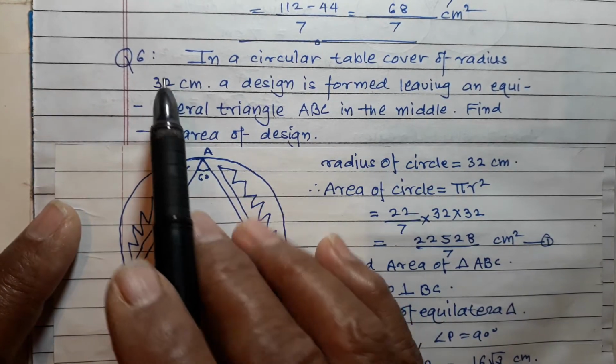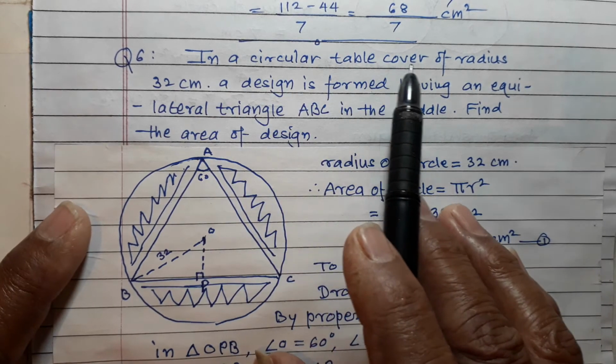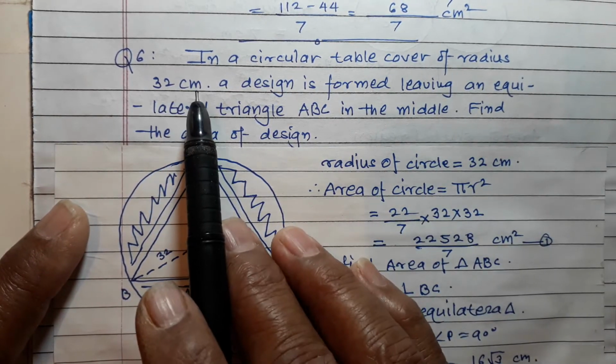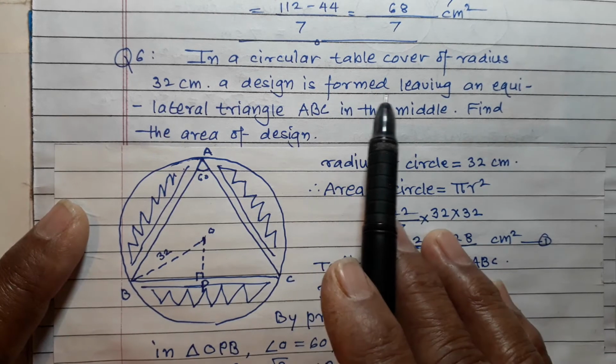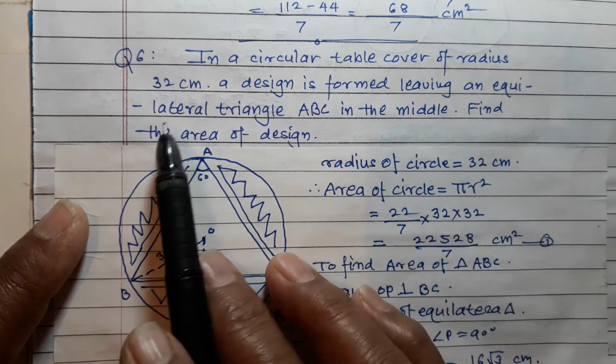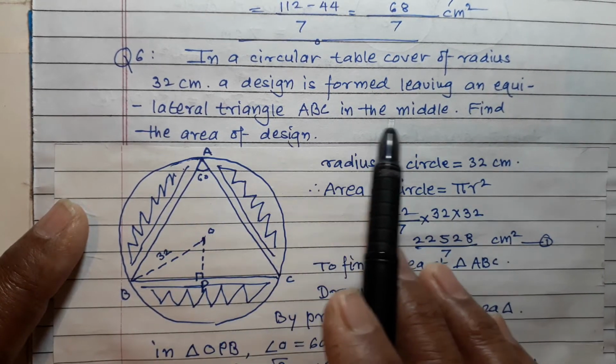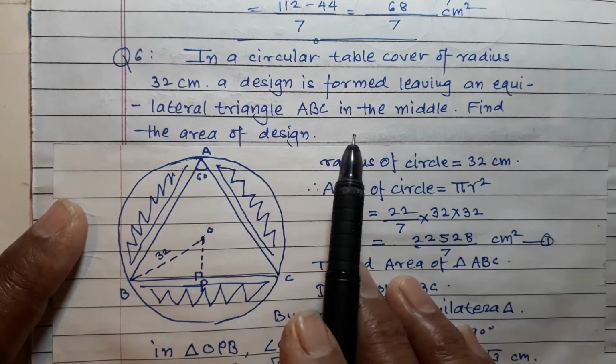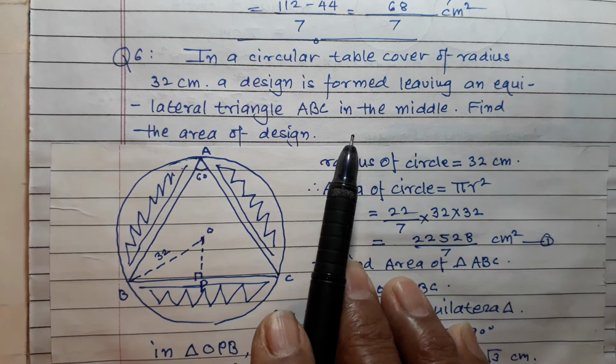Question number 6. In a circular table cover of radius 32 cm, a design is formed leaving an equilateral triangle ABC in the middle. Find the area of the design.